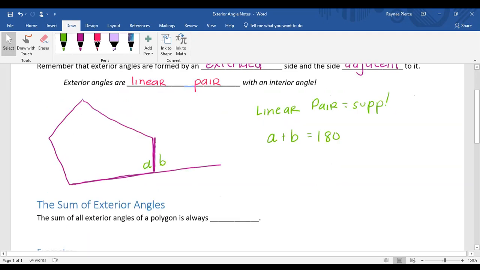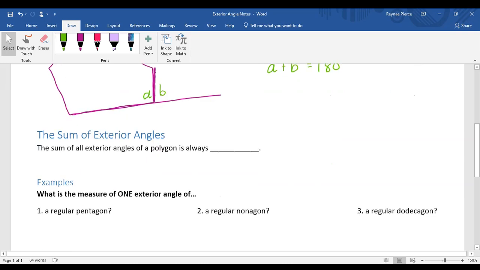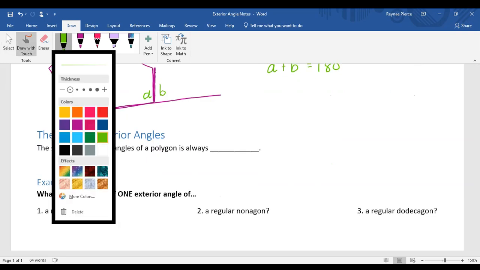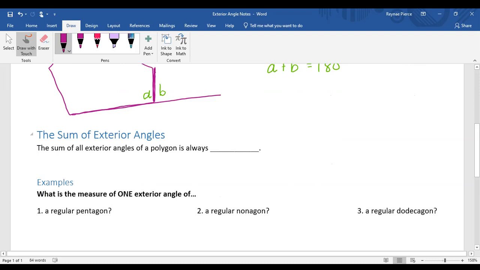All right. Now, when we talked about the sum of interior angles, that was always dependent upon the number of sides that the polygon had. But with any polygon, regardless of the number of sides, the sum of the exterior angles is always 360 degrees. It does not matter if it has 3 sides or 5 sides or 12 sides or 47 sides. When we add all of the exterior angles up, we will always get 360 degrees.